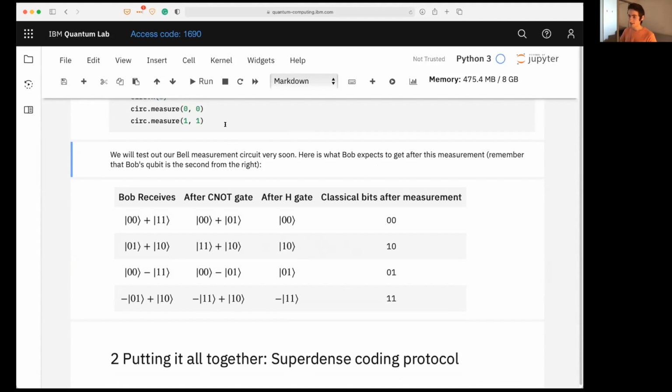But this Bell measurement circuit is going to do the following. If Bob receives the state on the left, he's going to measure these classical bits on the right. And you can see there's some reasoning in here about how the CNOT gate affects things, how the H gate affects things, and then ultimately what your measurement is. Note that after you've done this CNOT and H gate, you don't have any superpositions anymore. And so we're going to get our answers with 100% probability, like we wanted.